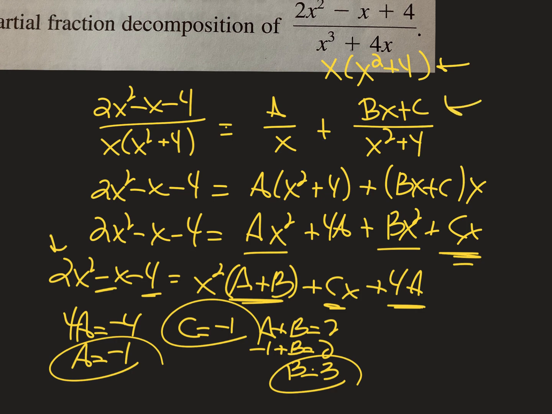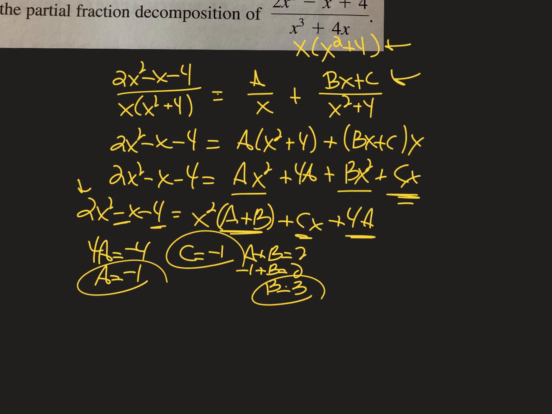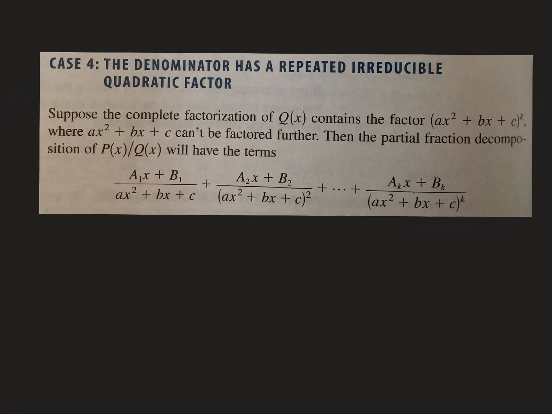I'm just going to plug them back up here in the original, just like we were doing yesterday. And my final answer is going to be negative 1 over x plus negative x plus 3 over x squared plus 4. And I promise you, if you added those together, you get right back where we started. We just decomposed that fraction into two different fractions. That was amazing.